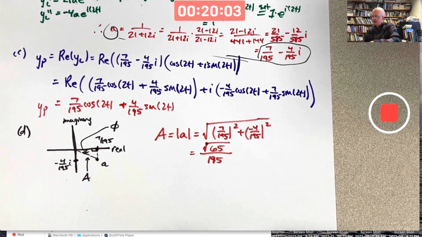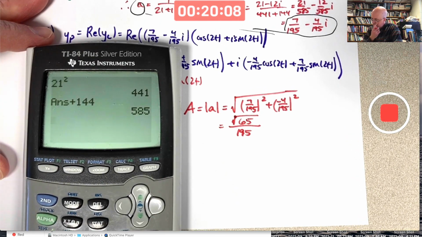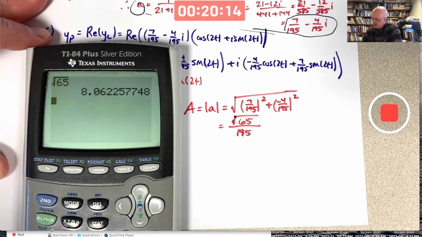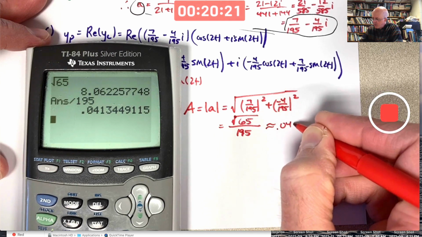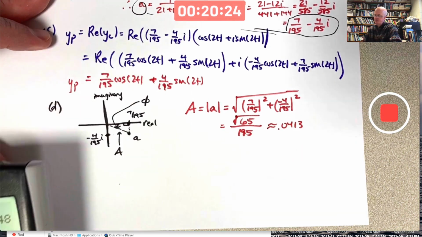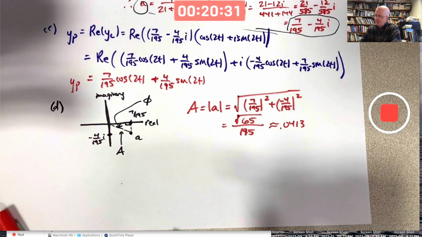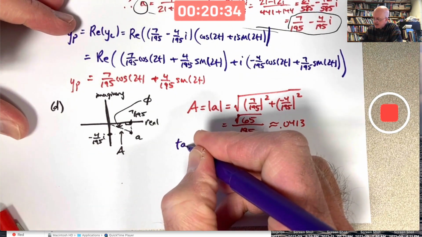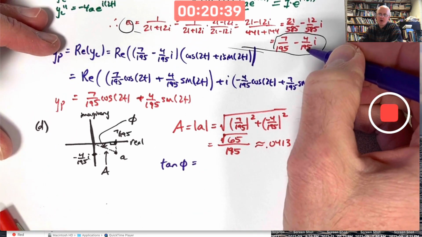That, I think, is correct here. Let's just see what it is approximately. Square root of 65 divided by 195. If I recall correctly, I'm pretty sure this answer is right. I don't think I've made a mistake. About 0.0413. Actually, I will use Mathematica to check my answers on this sometimes. And then with the phase angle, it turns out that the tangent of the phase angle is going to be the imaginary part divided by the real part.